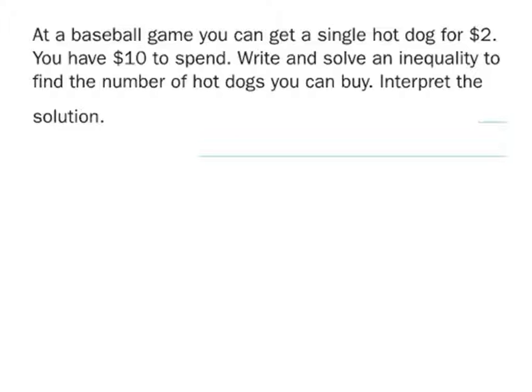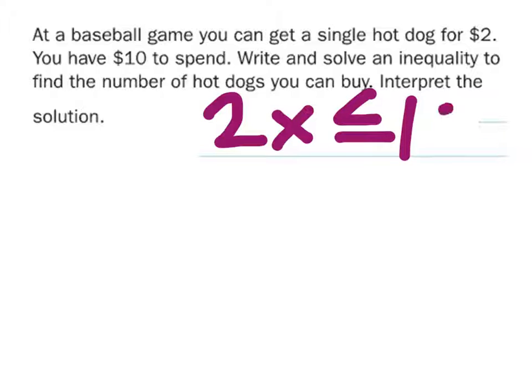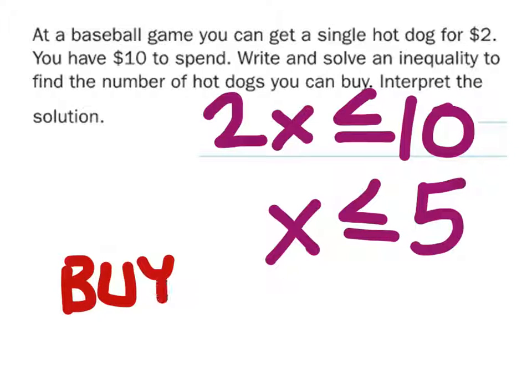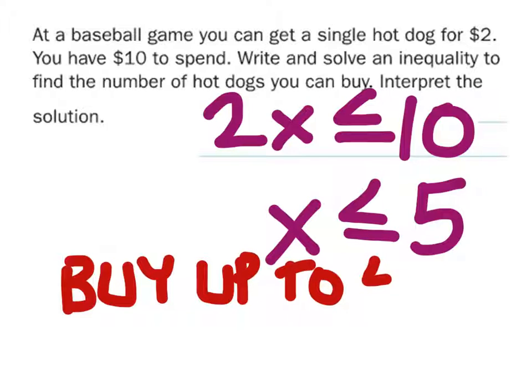All right, well, we do need the inequality to start out with, so it's 2 times the number of hot dogs. This has to be less than or equal to 10, okay? Because you couldn't spend $11. You could spend 9 or 8 or $9.99, but you could spend 10 as well. That's the inequality, and we just figured out, yes, you can buy up to 5 hot dogs. Okay? So interpret the solution. Buy up to 5 hot dogs.